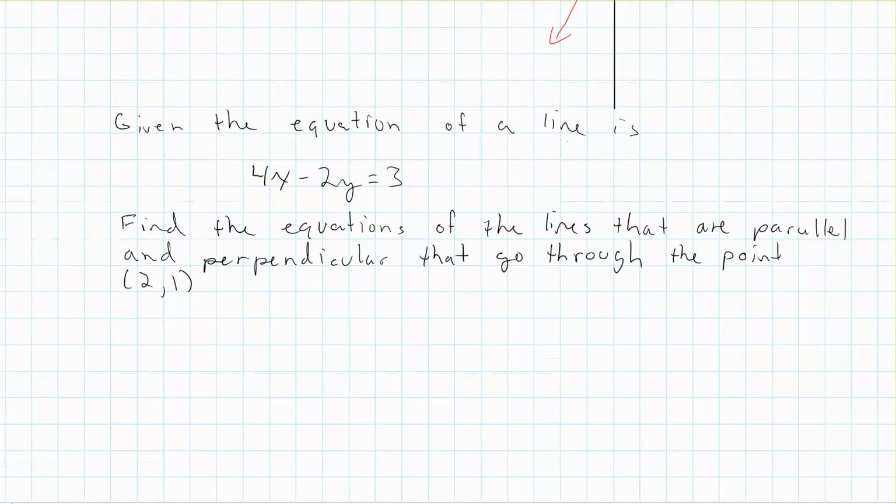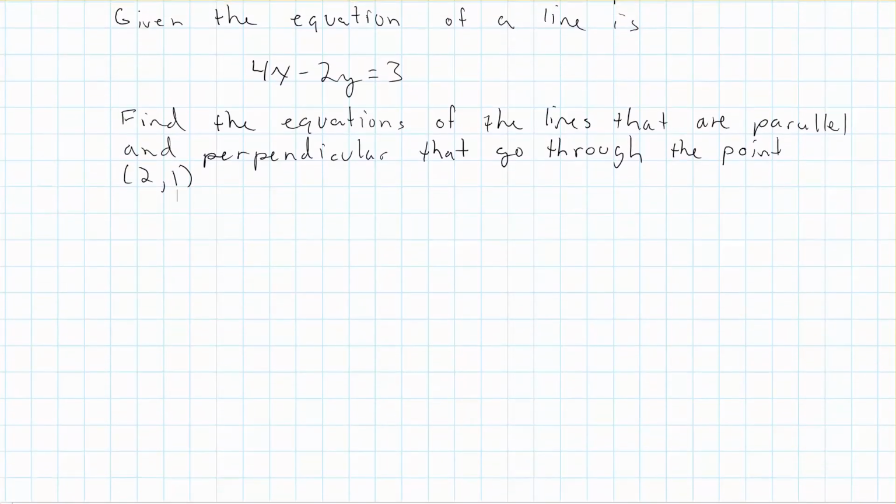Okay, so we want to find parallel and perpendicular lines to that equation, and that also go through the point 2, 1 here. So this is really going to be using point slope again, but before I do that, I know that I'm going to need to know what the slope of this original equation is, because if I know the slope of what this equation 4x minus 2y equals 3 is, I know parallel lines have the same slope, and I know that perpendicular lines have negative reciprocals.